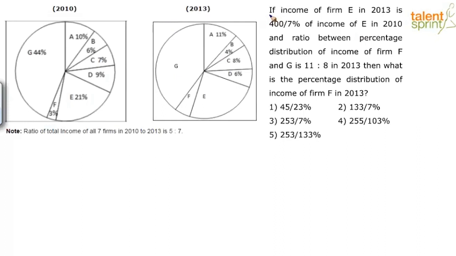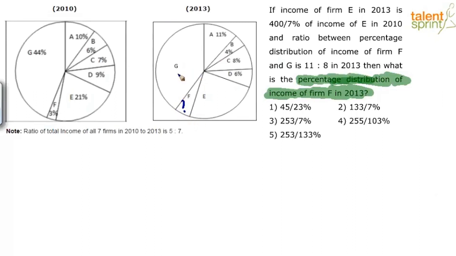So here's the question. If the income of firm E in 2013 is 400 by 7% of the income of E in 2010, and the ratio between the percentage distribution of income of firm F and G is 11:8 in 2013, then what is the percentage distribution of income of firm F in 2013? So basically we've got to find the percentage distribution of income of firm F in 2013. You understand? So this is what we need to calculate, right? This pie is what percentage. F in 2013 is what percentage.